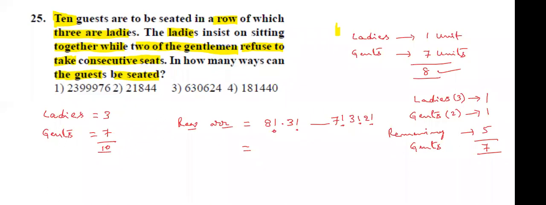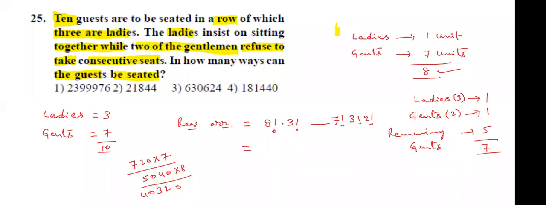What is 8 factorial? 6 factorial means 720 into 7. 720 into 7, that is 7 factorial. How much? 5040 into 8, that is 8 factorial value. How much we get? 0, 8 fours are 32, 8 fives are 40. So here 40320 into 3 factorial means how much? 6. Or we can follow another method, no problem.